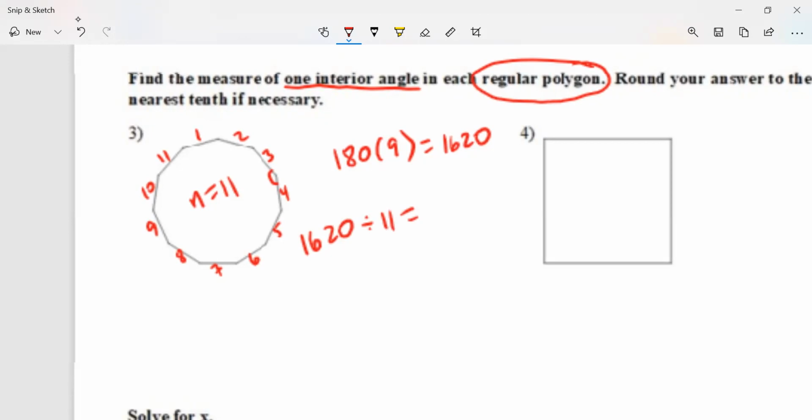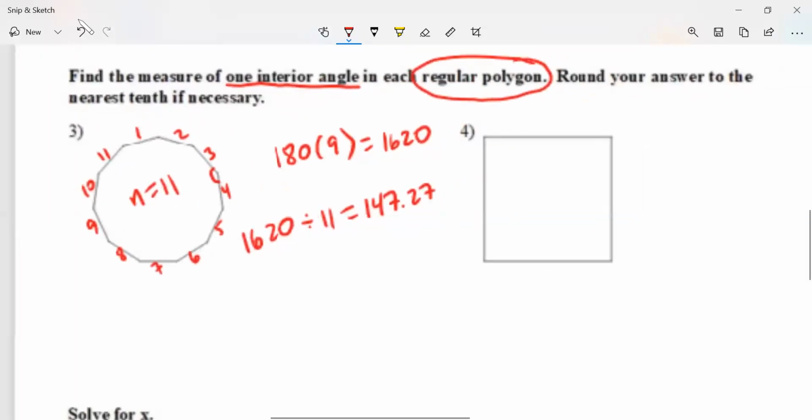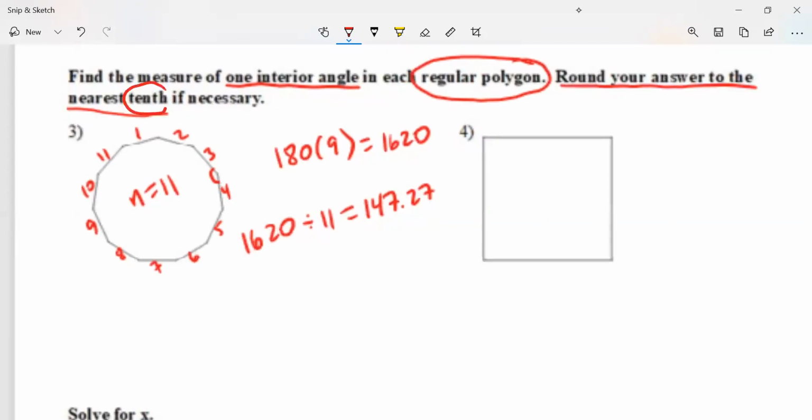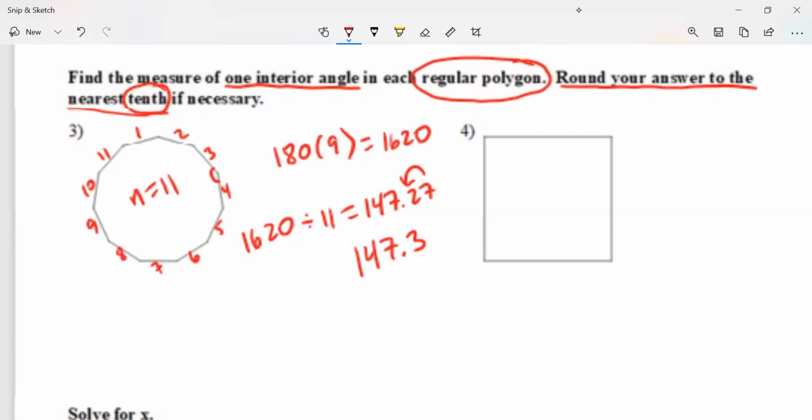Okay, I have a big decimal. I have 147.27272727, but when I'm reading my instructions, it says round your answer to the nearest tenth. Tenth sounds like 10, which is a 1 with 1 zero. So that means 1 decimal place. I take a look at the second decimal place, which is big enough, so I'm going to push my first decimal place up, and my answer will be 147.3.